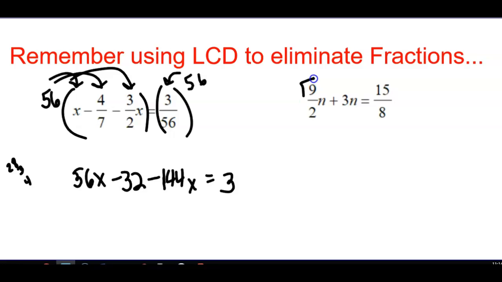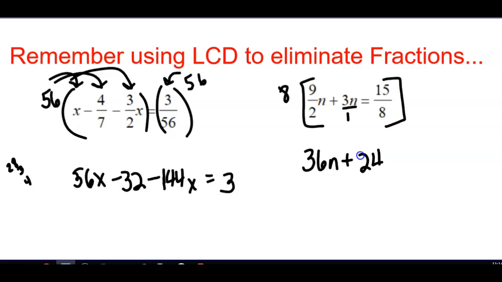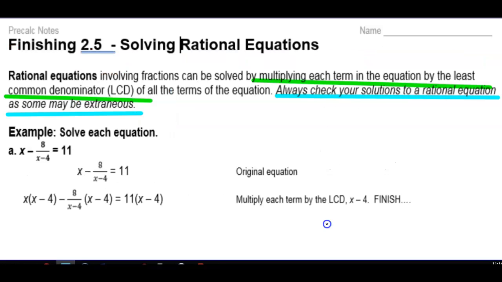All right, this one we would have multiplied through by an 8 because that's the common denominator. So we'd have 8 times 9 is 72, divided by 2 is 36, and that had an n. 8 times 3n would be 24n. And over here, 8 times 15 divided by 8 would have been 15, and we would have gone from there. All right, so it made it much easier to solve if we just multiplied everything by the least common denominator and all the denominators canceled. That works because it's an equation with an equal sign, okay?